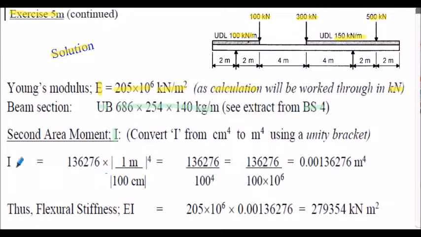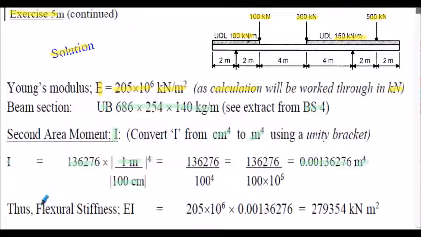So the I value from the table on the previous slide was quoted as 136,276, and that's centimeters to the 4. So again, I'm using a unity bracket here to convert that into meters to the 4. So my unity bracket is 1 meter over 100 centimeters. That's raised to the power of 4 because I'm converting from centimeters to the 4 to meters to the 4. And evaluating, that's 0.00136276 meters to the 4.